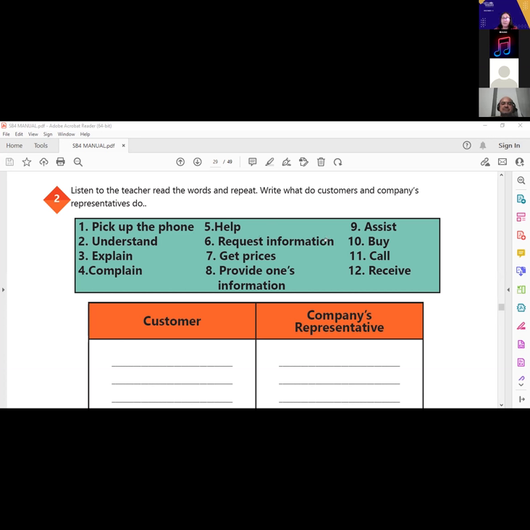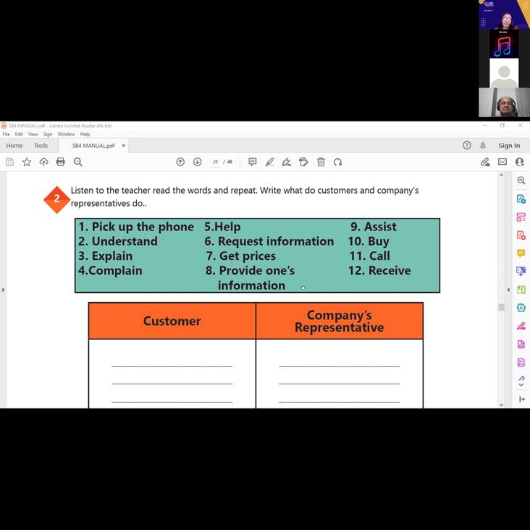For example, when you go to an internet service company, usted quiere información. ¿Cuánto va a ser la velocidad del internet? ¿Cuál va a ser el costo? ¿A cada cuánto va a tener que cancelar? ¿Cuándo se le vence? Bla, bla, bla. Eso es request information. Get prices, obtener los precios.